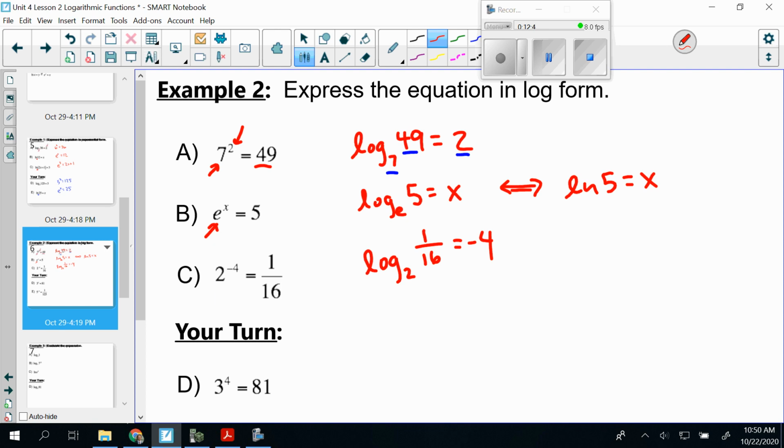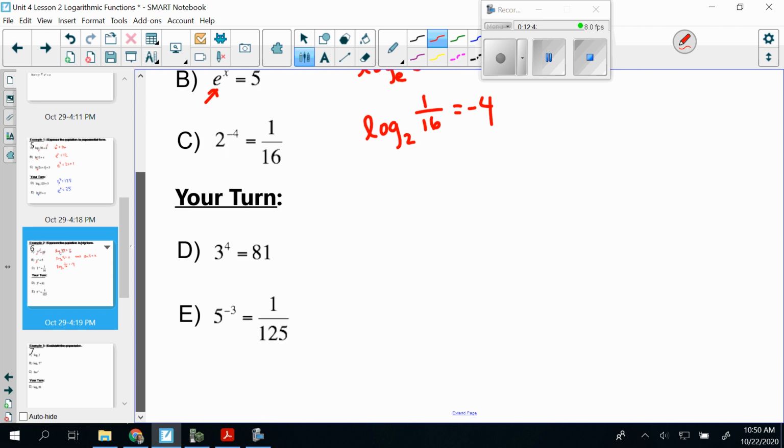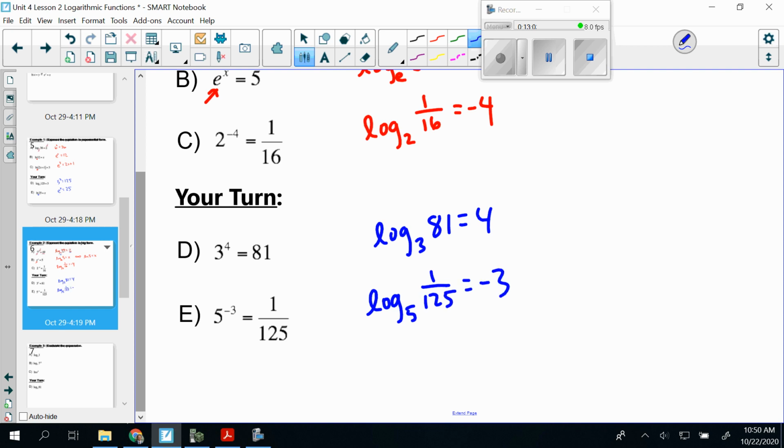Your turn on this. Again, pause the video, see if you can write both of these out in log form. All right, let's see what you got. Should have had for this one, log base 3 of 81 equals 4. And for the next one, log base 5 of 1 over 125 equals negative 3.